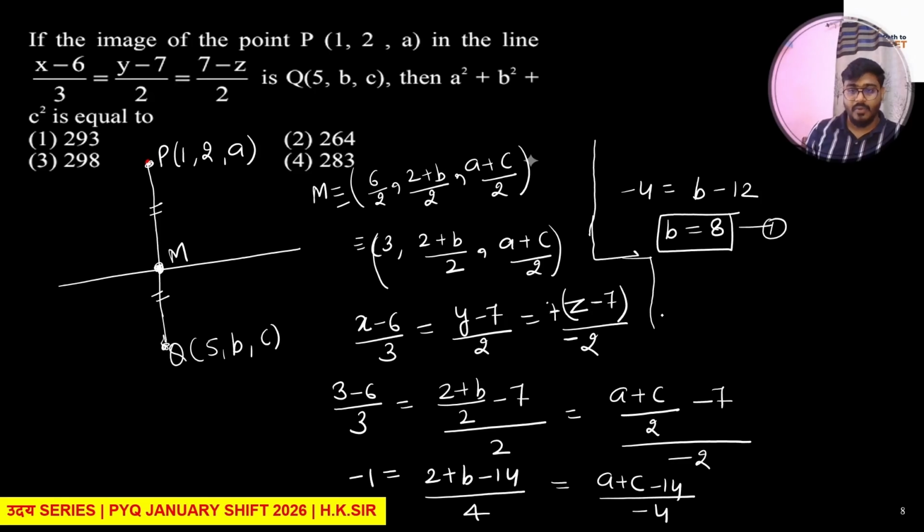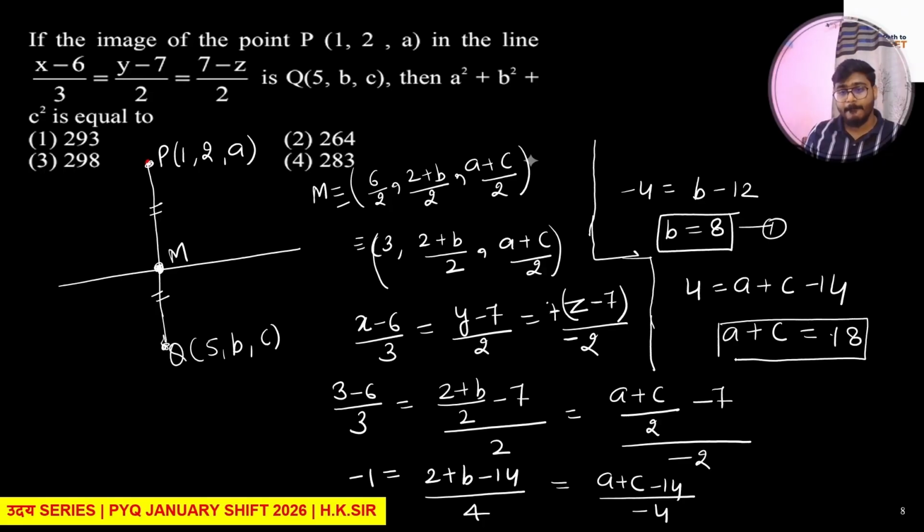Now from the first and third ratio, what can you write? 4 equals a plus c minus 14. So what is the value of a plus c? a plus c equals 14 plus 4, which is 18. This is equation number 2.